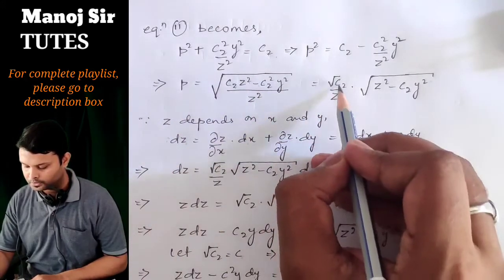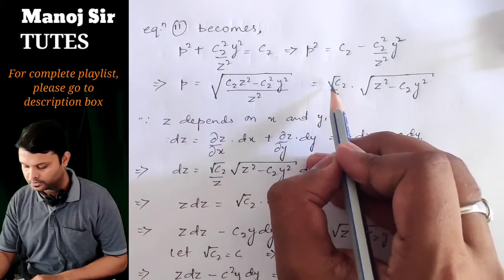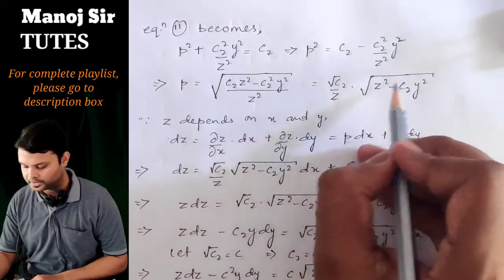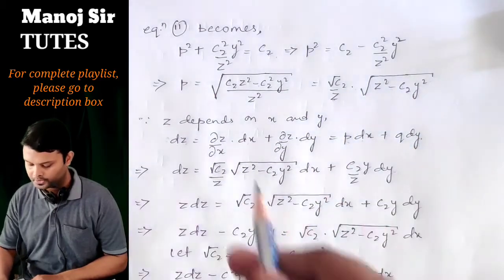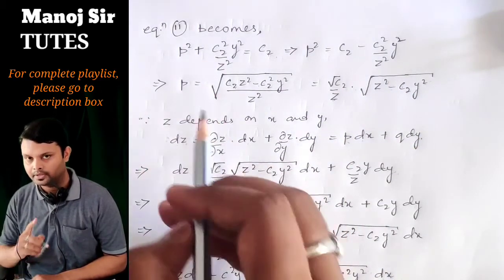So p equals root of c2 upon z into root of z square minus c2 y square. Okay, so we have the value of p and we have the value of q.